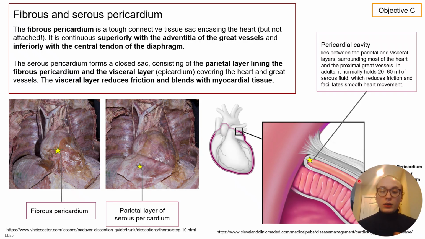If we look really close, getting into the adventitia, or connected to the adventitia, we could see that it is 2 layers. So we see the fibrous pericardium here, and we can see the parietal pericardium and the serous touching here. So in this space right here, we have the pericardial cavity. This normally holds around 20 to 60 milliliters of serous fluid, and this is what reduces the friction and facilitates smooth heart movement.